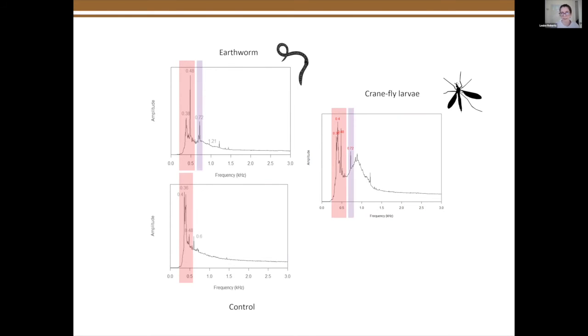But interestingly, only in these 2 animal treatments, you see these purple shaded regions, and then in our cranefly spectra, you have a broader peak, which is not present in the other animal treatments. So that's just to give you an idea that pictorially you can see these differences, and then we can calculate metrics to quantify those differences.